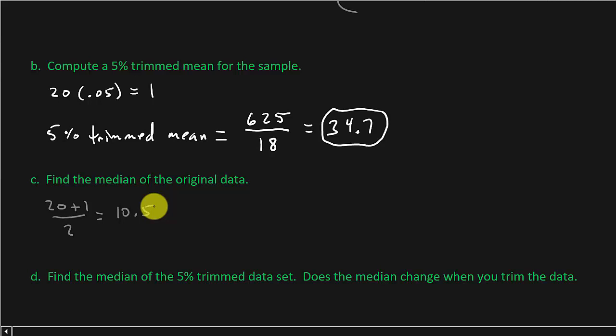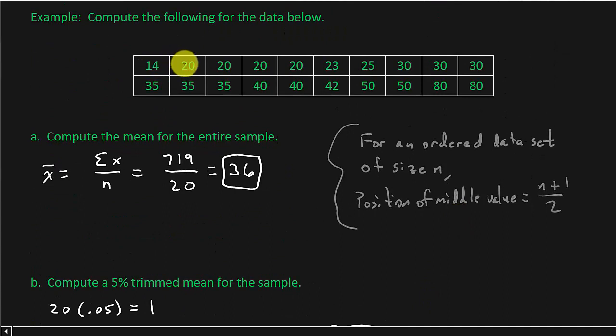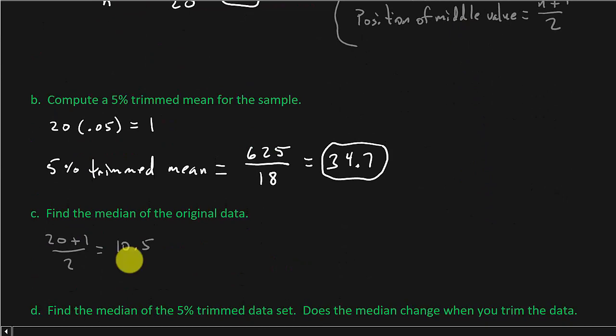That's the position of the middle data value. That is not the median. This tells you where the median is located. So we start here: 1, 2, 3, 4, 5, 6, 7, 8, 9, 10, 11. So it's halfway in between this number and this number. It's between the 10th and 11th value because we got 10.5.